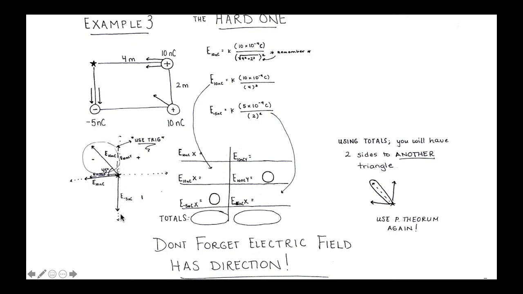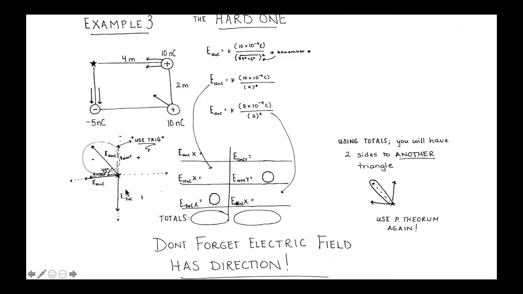So we've got the -5 nanocoulomb pulling down. You've got the 10 nanocoulomb there. Well, but you've got this one diagonal. You're going to have to break that down into x and y components, okay? Remember direction, which way is positive, which way is negative. And I like making a little chart here. And you'll total up your values.